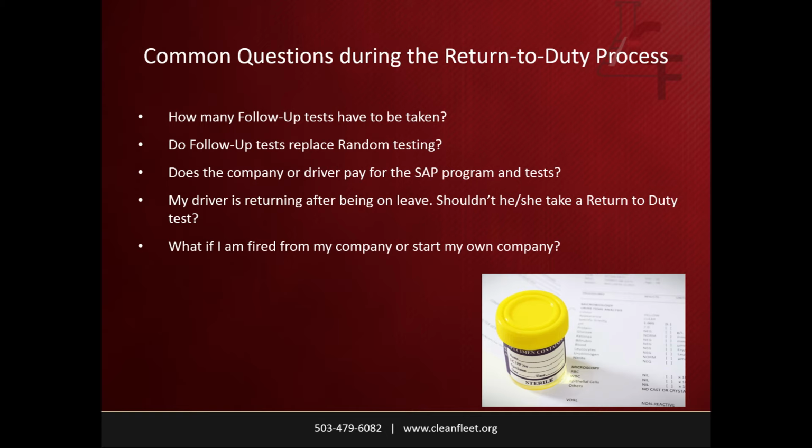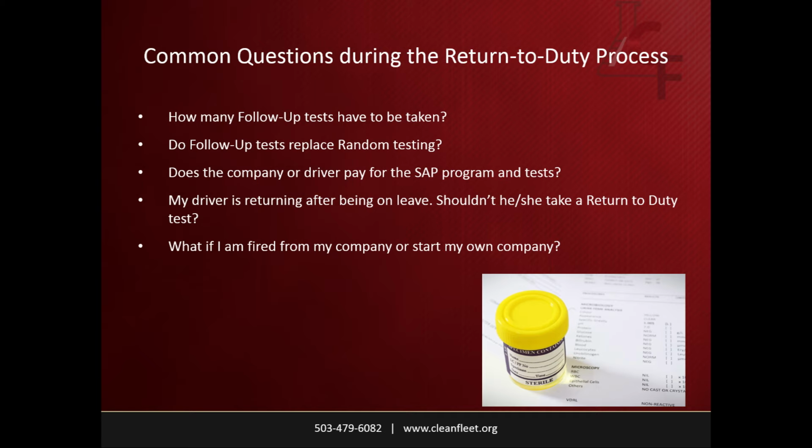Do follow-up tests replace random testing? I sort of touched on this before, and the answer is no. Just like all drivers, the employee must be included in that random testing pool and complete any selection that he or she may receive. A random test cannot also count for a follow-up test, and a follow-up test cannot replace a random test. But that random test does not have to be under direct observation.